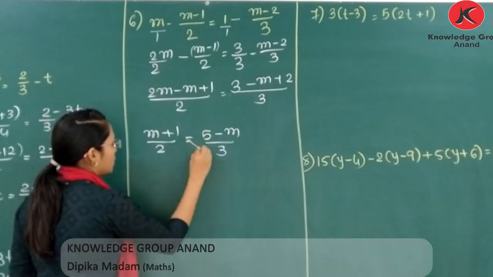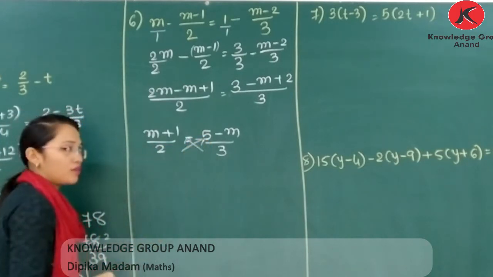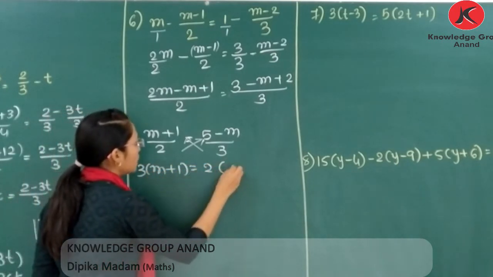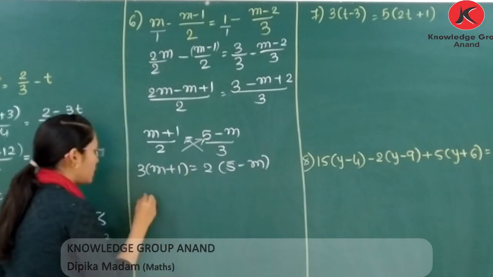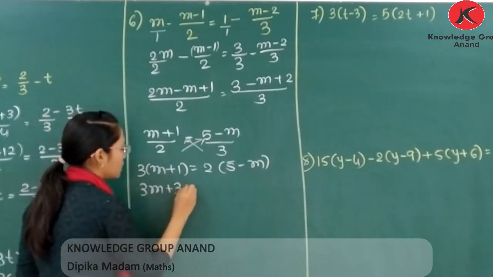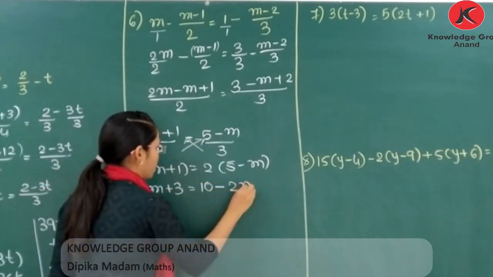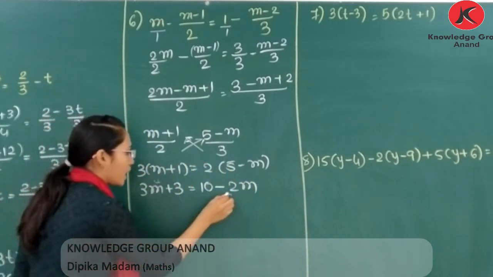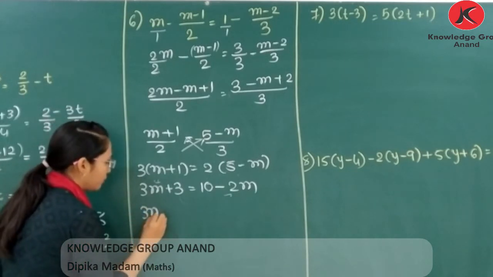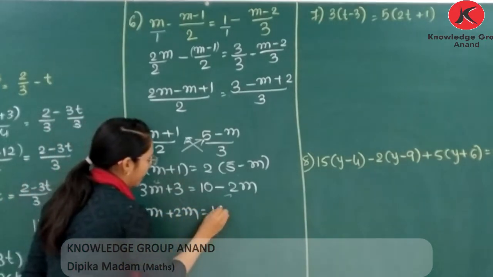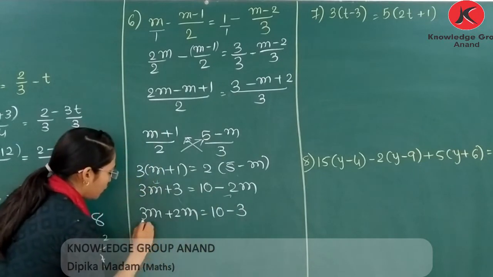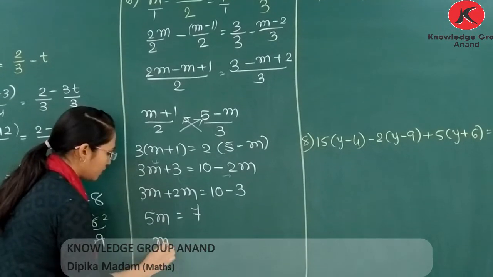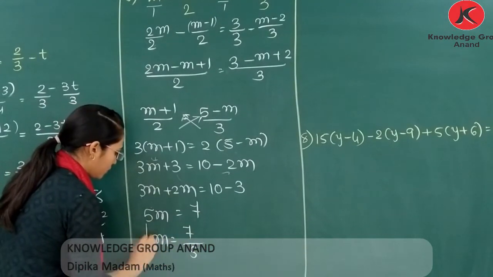Now cross multiplication, 3 is multiplied with this term and 2 is multiplied with this term. 3 into (m plus 1) is equal to 2 into (5 minus m). Open the bracket, 3m plus 3 is equal to 10 minus 2m. Now 2m on this side becomes plus 2m and 3 becomes minus 3. So 3m plus 2m, 10 minus 3. 3m plus 2m is 5m is equal to 7. Now 5 divides. So it is 7 by 5.